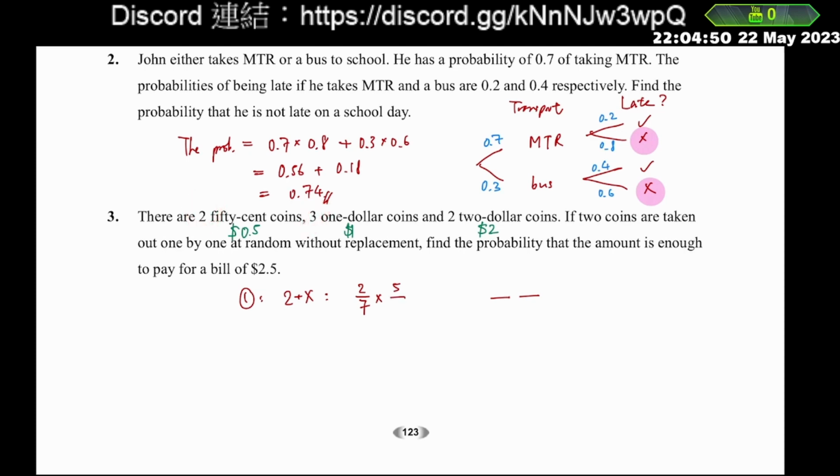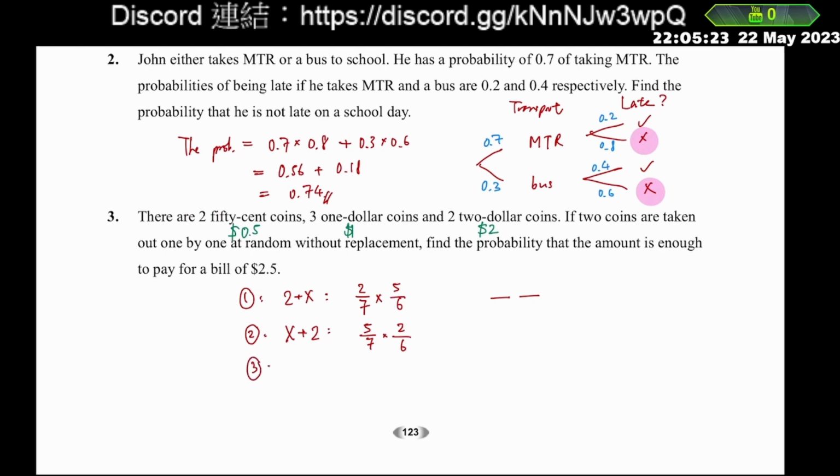And then for the denominator, since it is the second coin we take out, the total is no longer 7, because we have already taken out 1 coin, therefore it is only 6. While the second case would be not $2 coins and then another is a $2 coin, and therefore it will begin with 5 over 7 for not $2, while the other one will be 2 for the $2 coins, and the denominator is also 6 because we have already taken out 1.